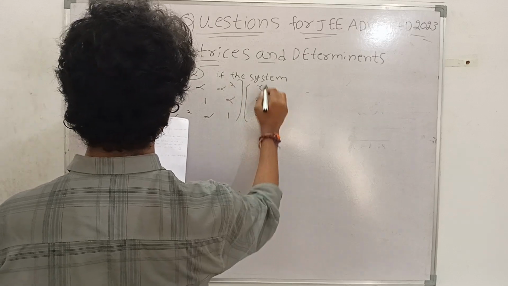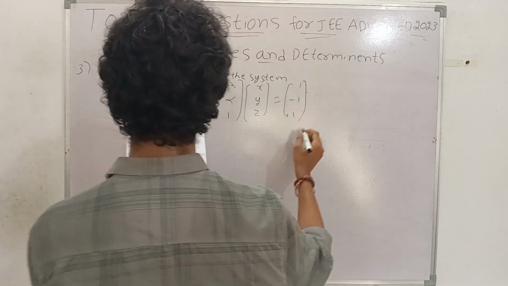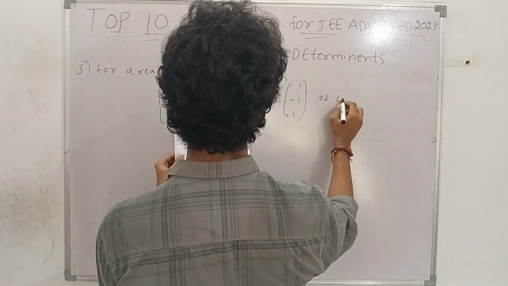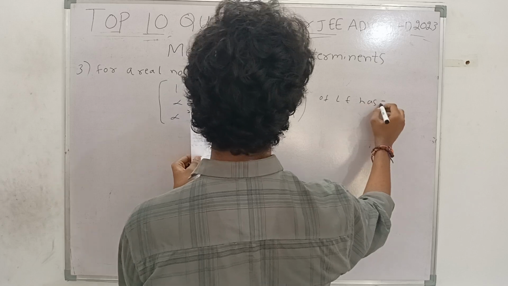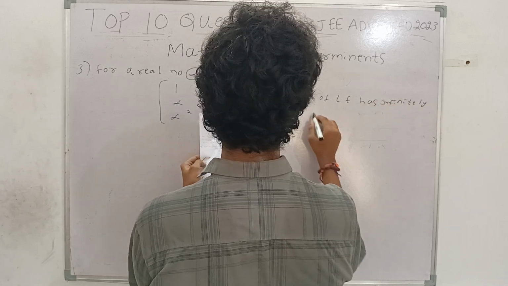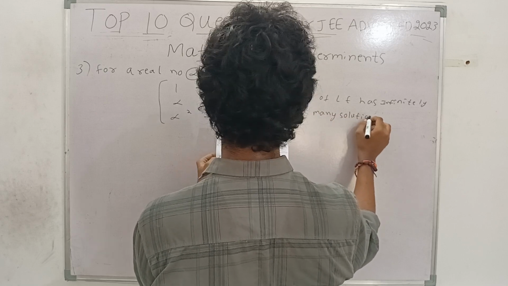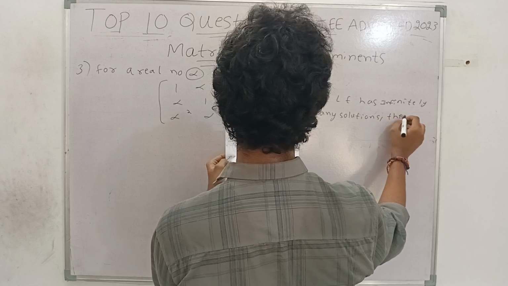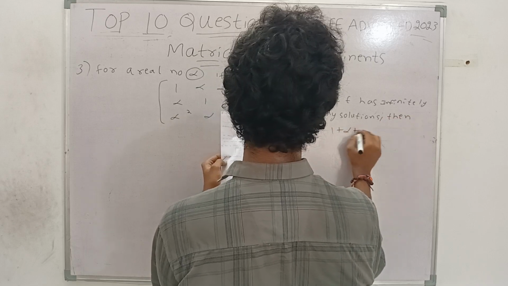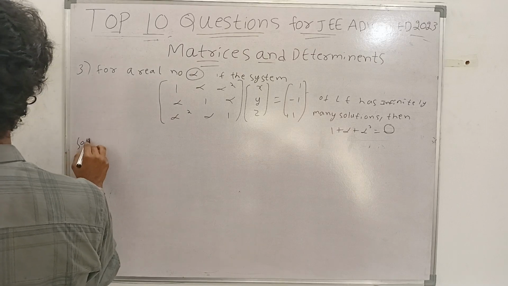multiplied by x, y, z, equal to 1, minus 1, 1, of linear equations has infinitely many solutions, then 1 plus alpha square equal to how much? This thing you have to find.